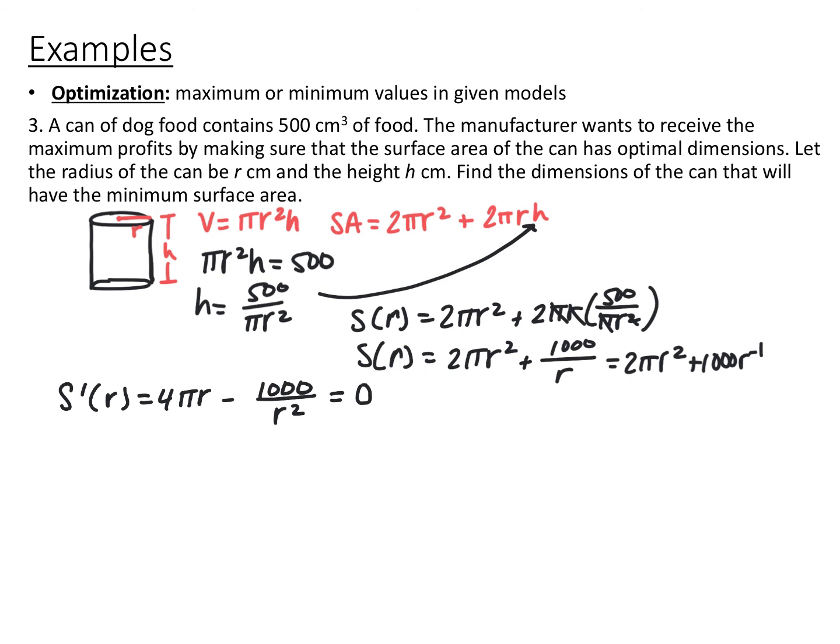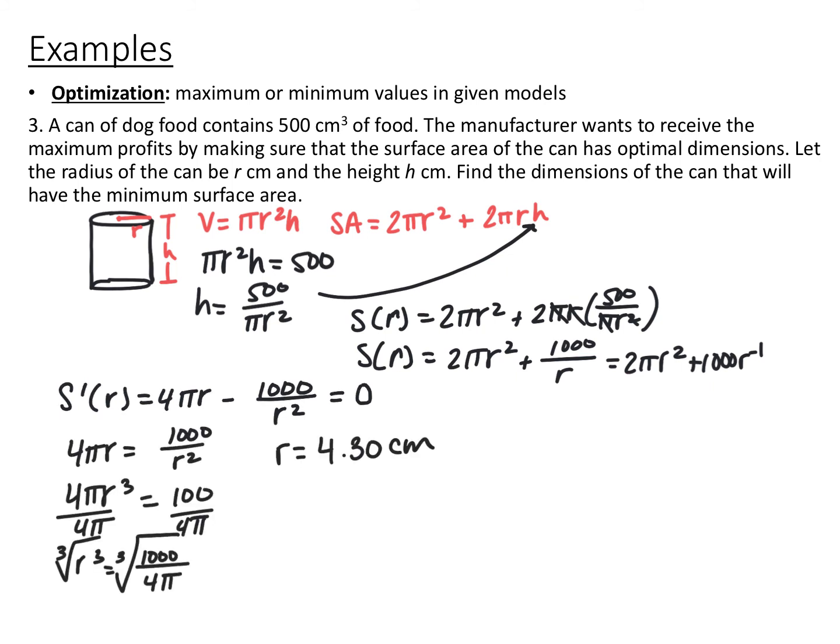So go ahead and pause the video and find the value for the radius that would make this true, be our stationary point. So I set this thing equal to 0 and solved for r. You could have used a graphing calculator. I did it by hand. So I moved the 1,000 over r squared over, multiplied both sides by r squared, divided by 4 pi, and so you end up with the cube root of 1,000 over 4 pi, which is 4.30 centimeters.